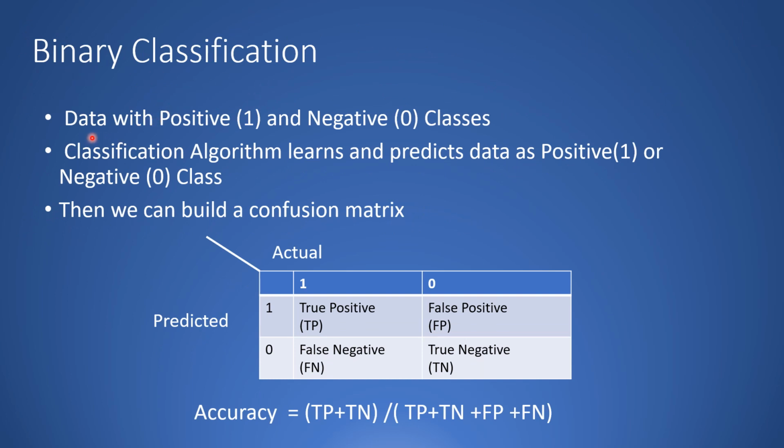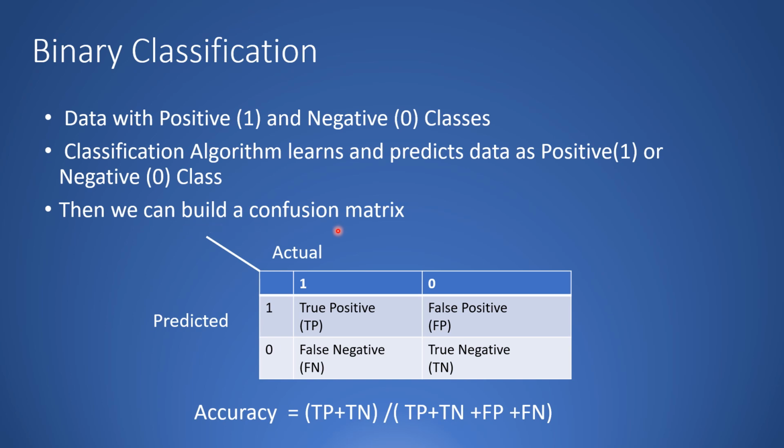The idea here is that you have data with positive and negative classes. For example, a positive class may be a patient having COVID and a negative class is a patient not having COVID. So you have a data set like this. You can train a classification algorithm which can learn and then predict data as either positive or negative class. Now with this we can build something called a confusion matrix.